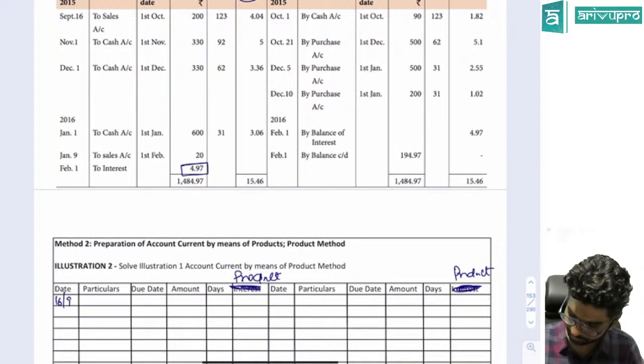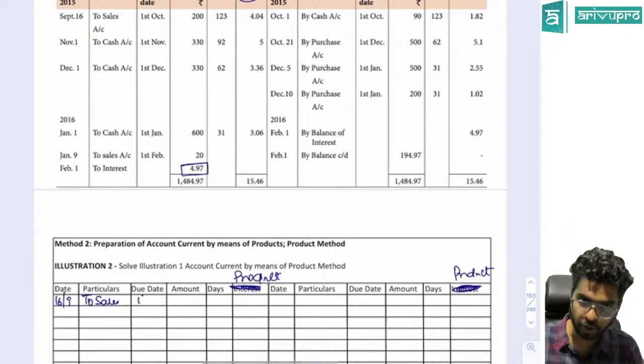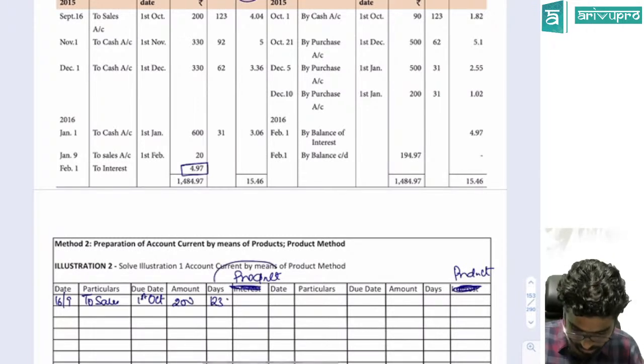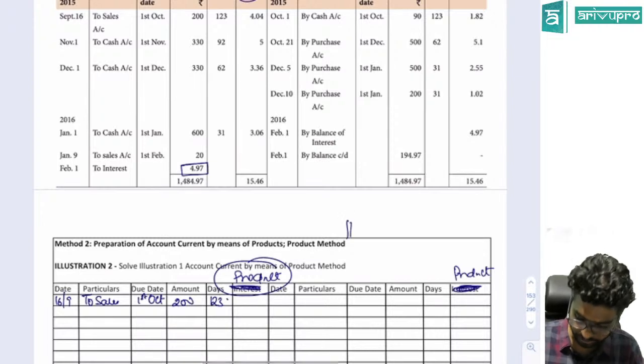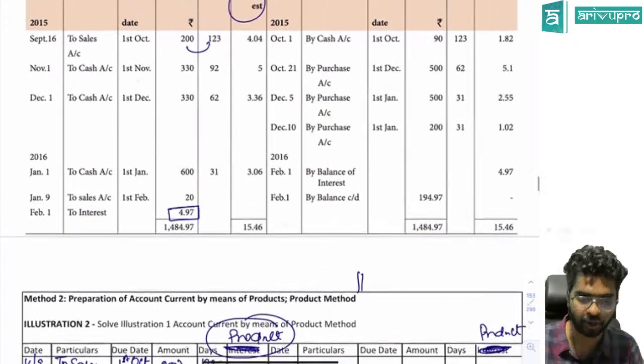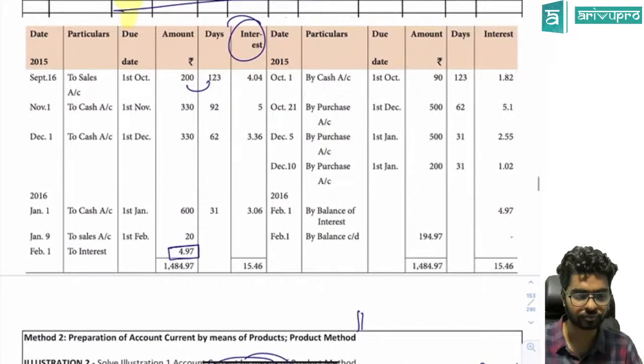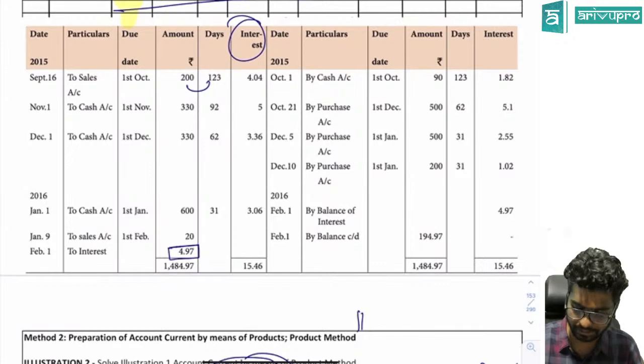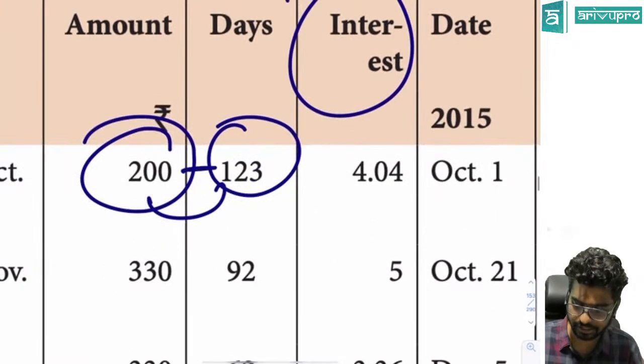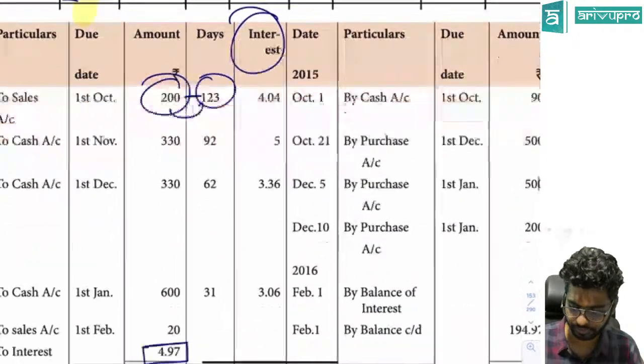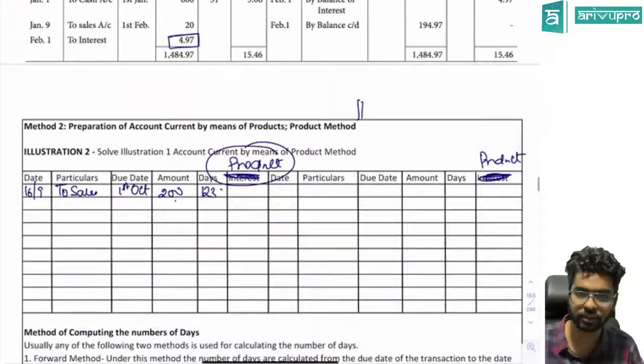16 September, 2 sales. Due date 1st October. What's the amount? 200. Here 123 days. Now here instead of finding interest, I'm finding the product. What is the product? Multiply 200 into 193. Guys, see here, multiply your 200 here by the number of days, into 293. Sorry, 193. Are you clear?